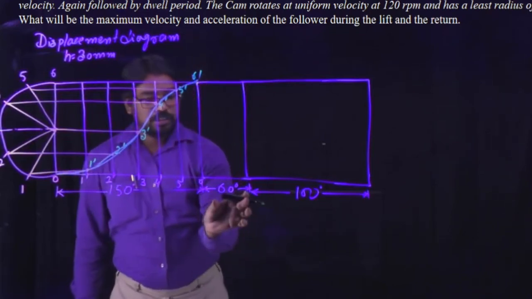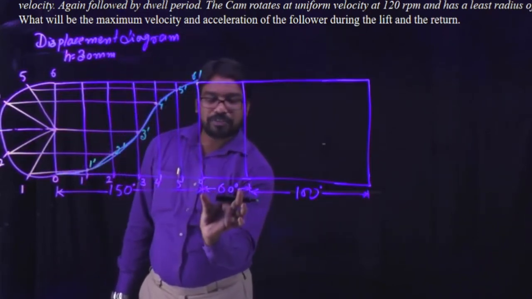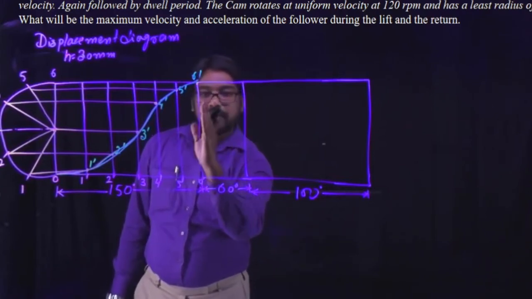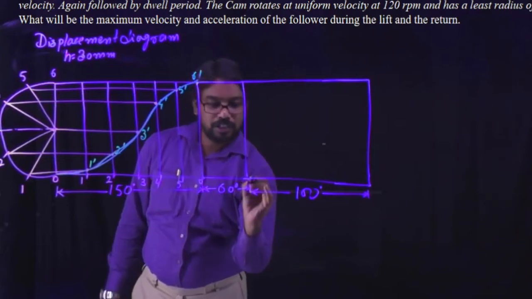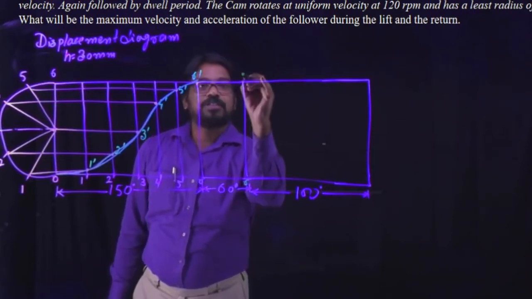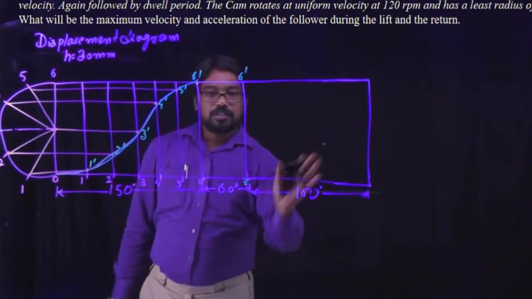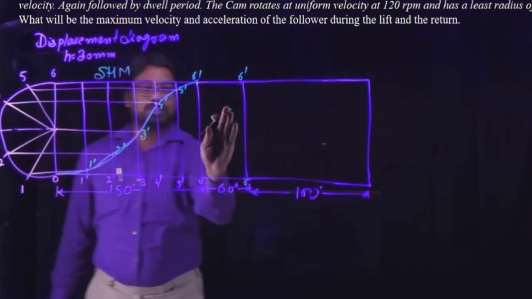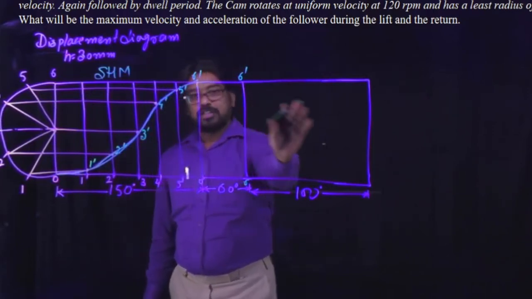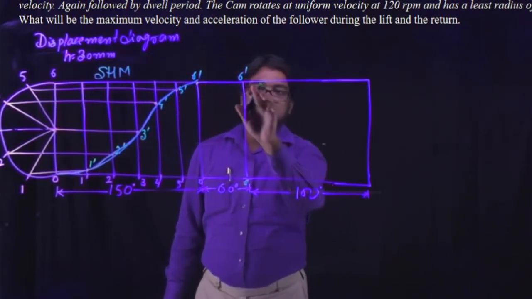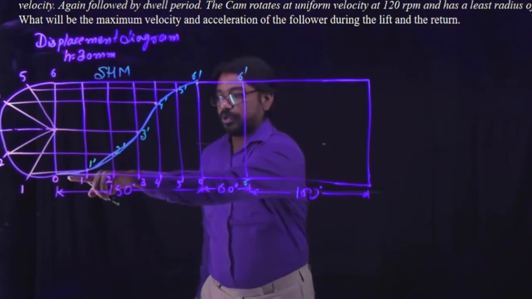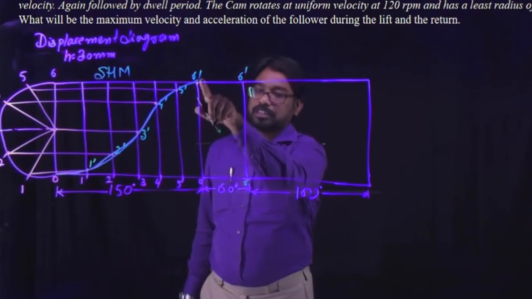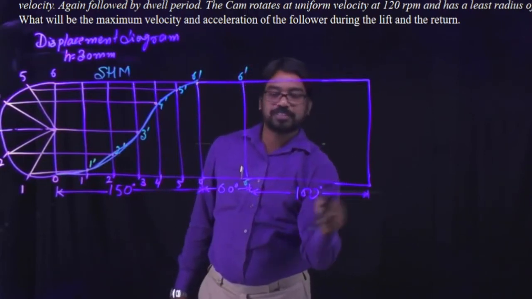Now coming to the dwell period. In this dwell period, we don't have any motion of the follower. So from here to here, there will be no motion of the follower. That's why we start with 6 and we write 6 dash. Now this phase is simple harmonic motion. This is the dwell period. There is no motion of the follower. Now this phase we call the return phase. Now the cam is rotating, the follower is lifting slowly up to maximum height. Now it has reached maximum height. Now it has to come in the downward direction.